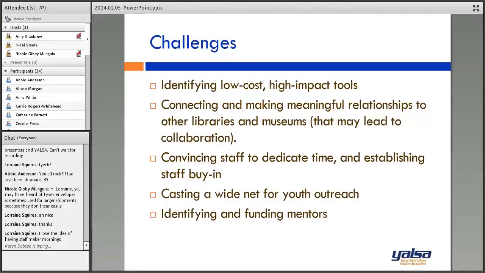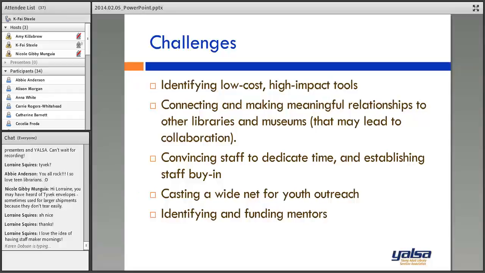Some other challenges: really identifying those low cost, high impact tools. That's why it's great to be able to collaborate with other people to figure out, well, what's the best way of teaching this, but I don't want to spend $100 on it. Making meaningful relationships with other libraries and museums, that's been challenging. Social media is fantastic for that, and figuring out the time to do that. Convincing your library staff to dedicate time towards learning this stuff and establishing staff buy-in. I think that professional development is a great way of doing that. But again, it's convincing whoever's in charge of that professional development that this is a good idea.